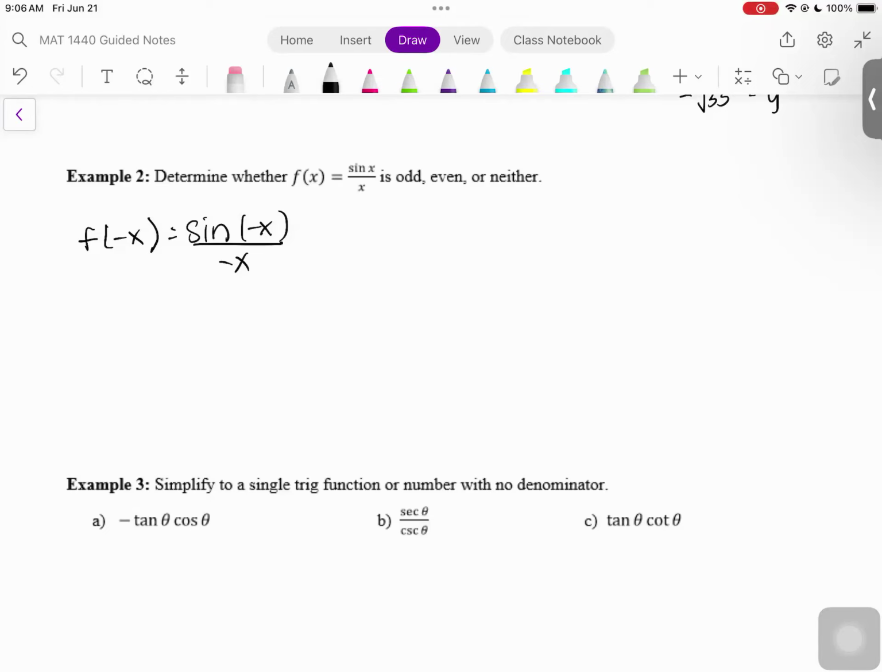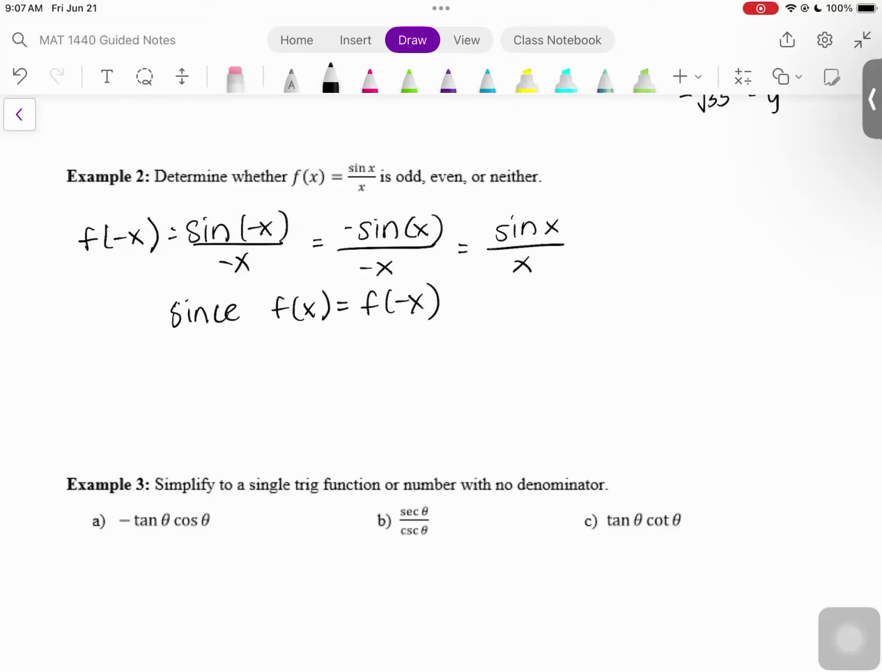Using our even odd properties, we know that sine of negative x is equal to negative sine of x over negative x. And now those two negative one coefficients simplify to positive one. So this is equal to sine of x over x, which is equal to our original function f of x. So since f of x is the same as f of negative x, which we just showed, f of x is even.